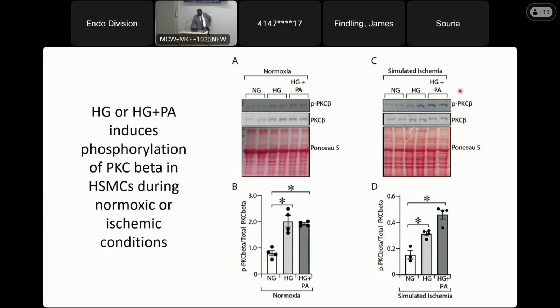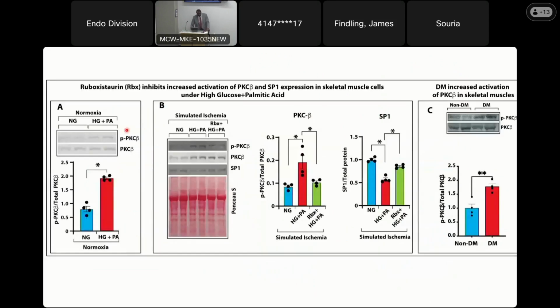When you go in vivo, and no, this is still in vitro, both under normoxia, that's what this is, and under ischemia, you see evidence of increased PKC beta phosphorylation. Then we asked the question, what if we inhibit PKC beta phosphorylation in these cells? What would happen to SP1 expression?